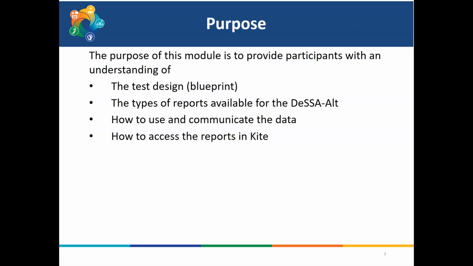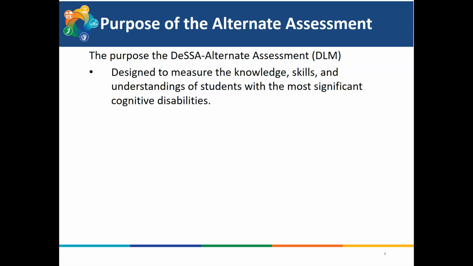The purpose of this module is to provide participants with an understanding of how the DESSA Alt is designed and provide the blueprints for each of the subject areas. You will also gain knowledge of the types of reports available for the ELA, Math and Science assessment, as well as how to use and communicate the data. Reports available for each type of assessment will be discussed, and finally I will show you how to access the different kinds of reports and data in Kite.